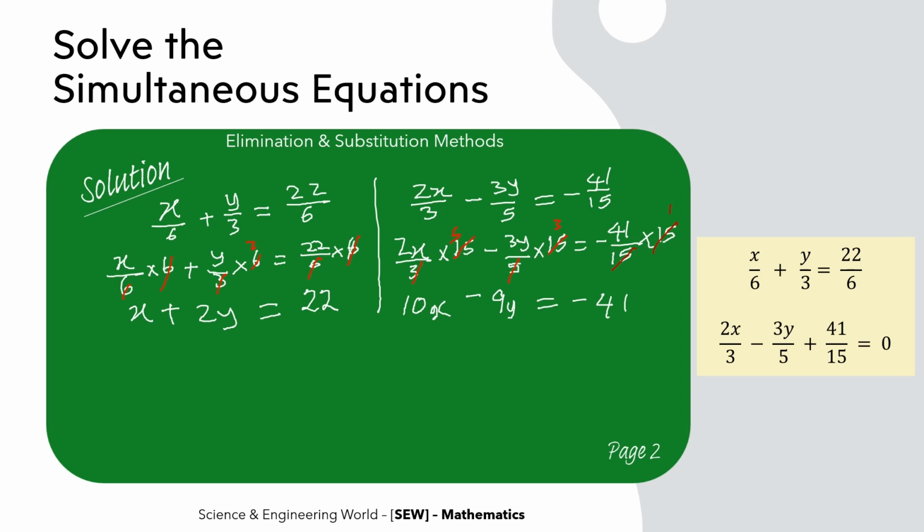So we can write this out simultaneously. We now have here x plus 2y equals to 22. Call this equation 3. And the second one will be 10x minus 9y equals minus 41. So call this equation 4.